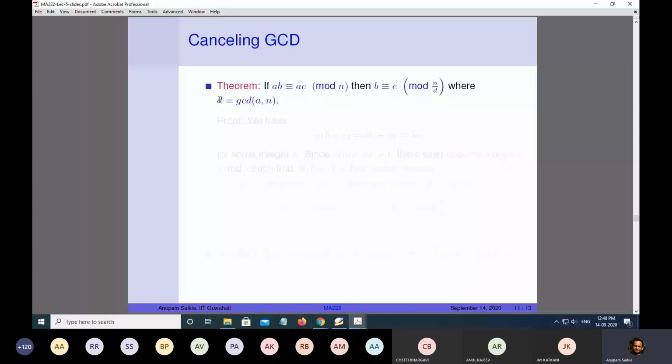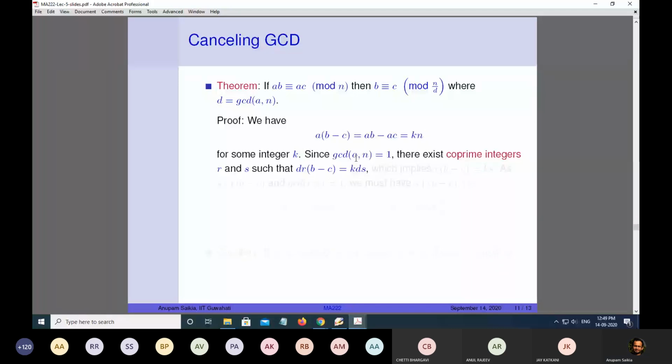Let's take D to be the GCD of A and n. Then if I'm cancelling A, it is not congruence mod n I'm getting, but mod n by D. Why is it so? We are saying that AB minus AC is a multiple of n. So let's say AB minus AC, which is A times B minus C, is kn. Now, GCD of A and n, this should have been D, not 1. Let's say the GCD is D.